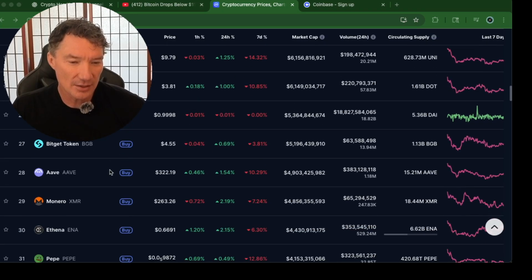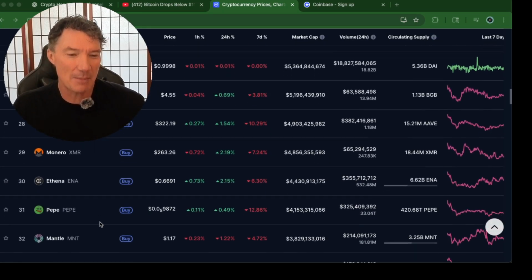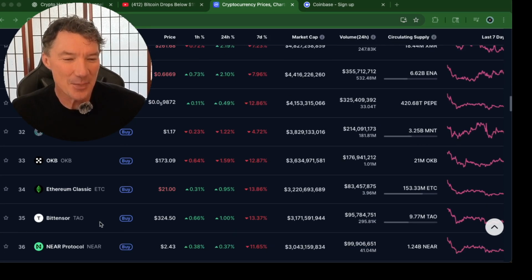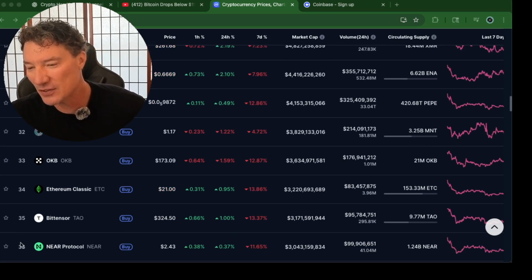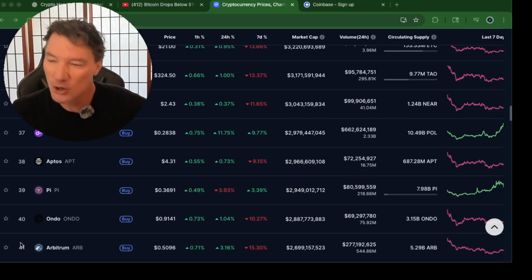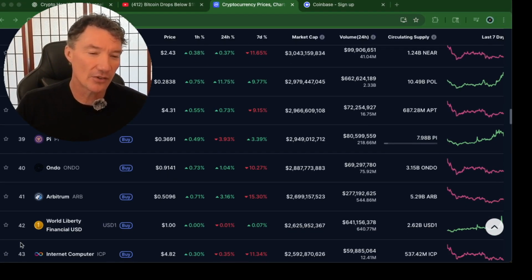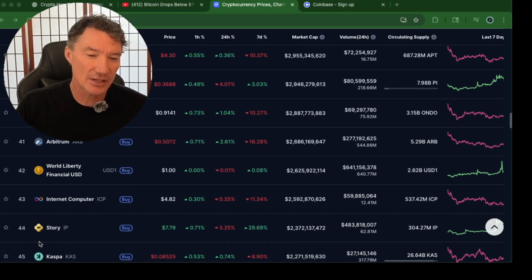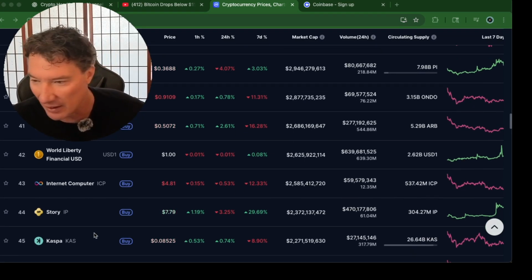DAI is a stable coin. Okay, so go down and just look at Pepe and so on. Don't go past 50. I wouldn't go past 50 on here. You could go up to 100 as far as the market cap, but then it's risky. It's risky down here. Okay.